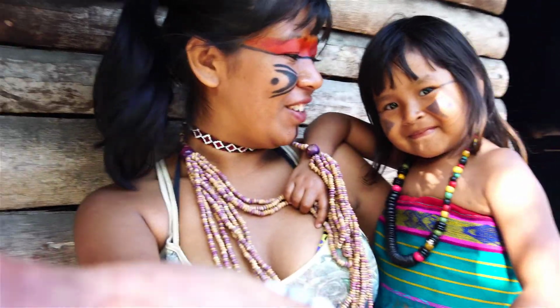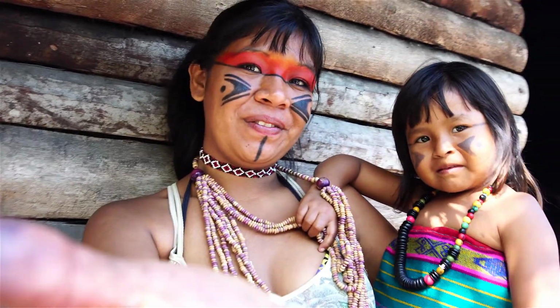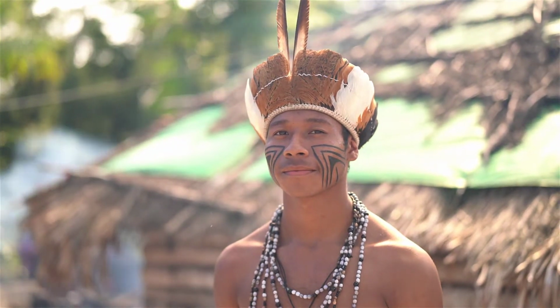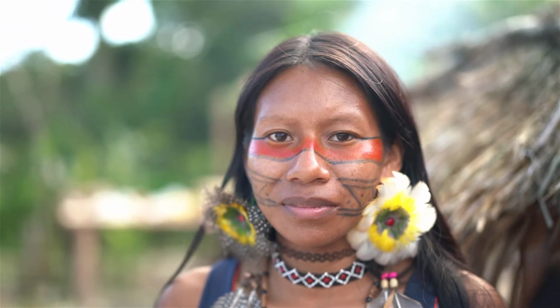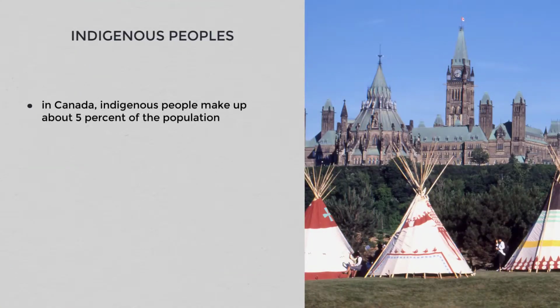The rights of indigenous people provide a good example of minority rights issues. It is estimated that there are about 370 million indigenous peoples worldwide in over 90 countries. Although they make up 5% of the global population, indigenous people account for about 15% of the extremely poor. Indigenous people exist in every continent. In Canada, indigenous people make up about 5% of the population, while in the United States they make up only about 2% of the population.